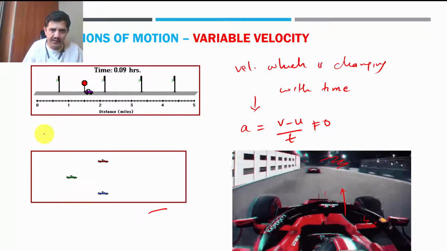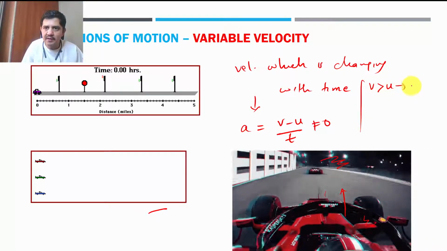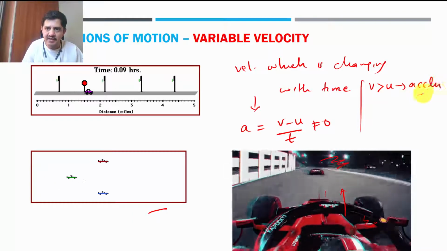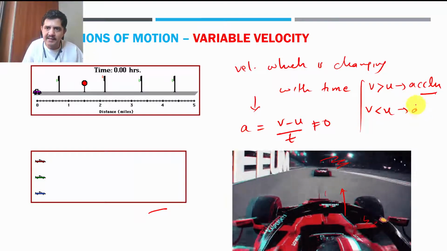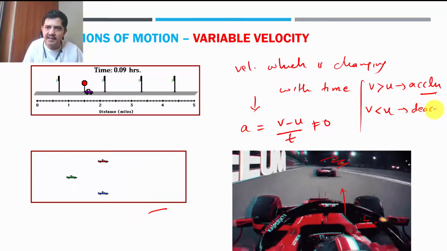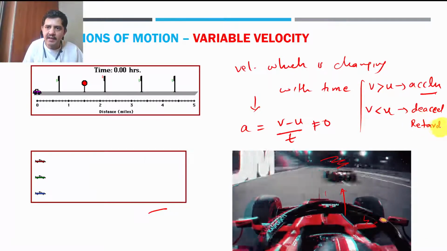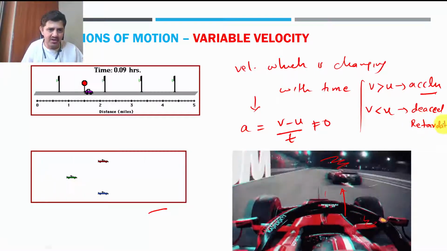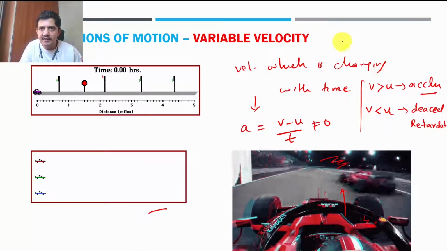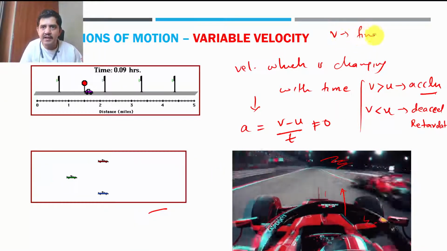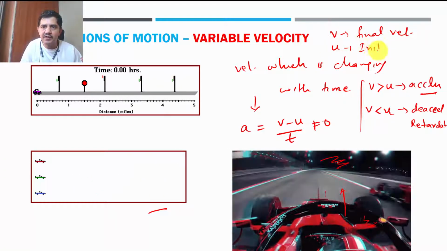Okay, let us take up one more example. Before that, let us write down here. If v is greater than u, you can say it is acceleration. If v is less than u, then you can say it is deceleration, or we also give it a new term known as retardation. Now what do you mean by v here? v is the final velocity and u is the initial velocity.